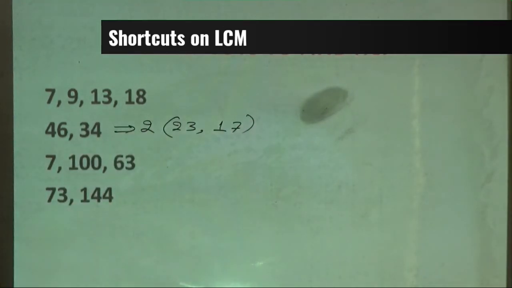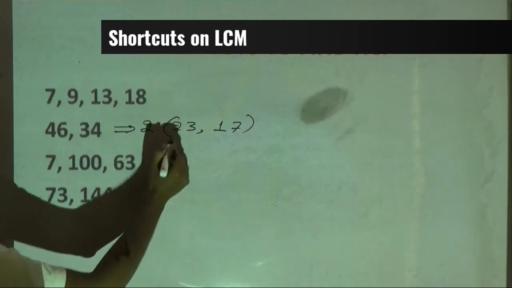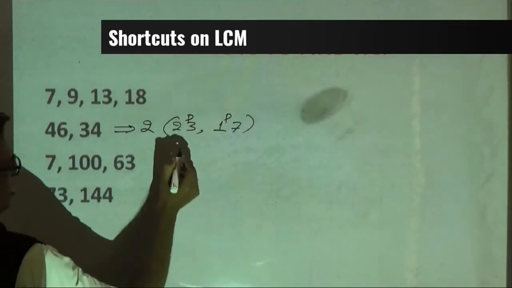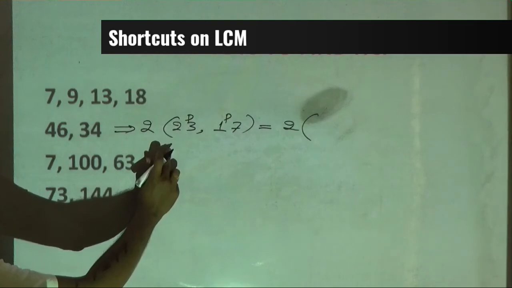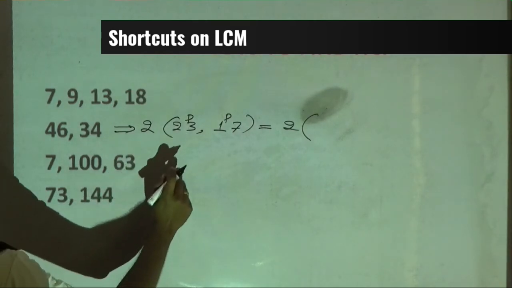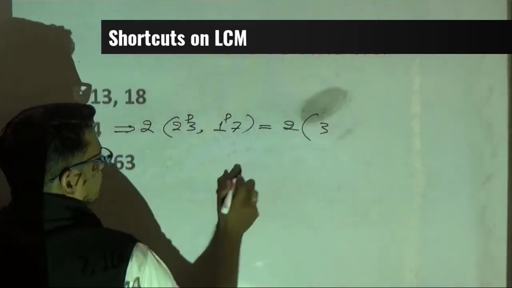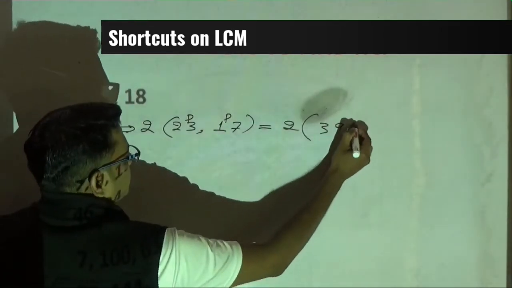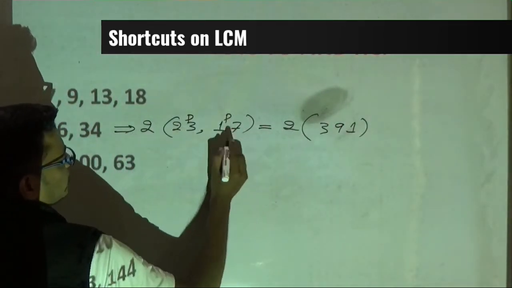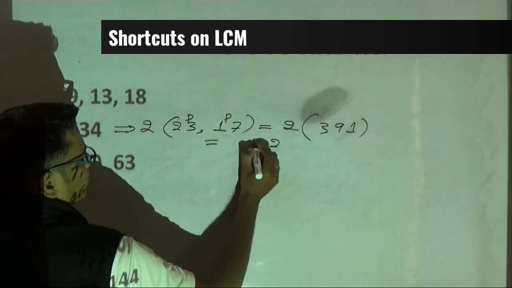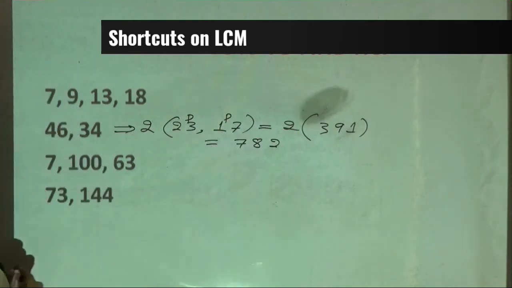Now, within the bracket, what numbers am I having? In the bracket, I have 23 and 17. Both are what? Prime numbers. If you have prime numbers, I told you their LCM is just their product, 23 into 17. So apply Vedic mathematics to find this. Within the bracket, 391. But I took 2 common, right? So you just multiply this. The answer is 782. That will be your LCM.